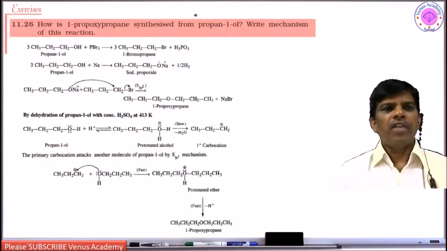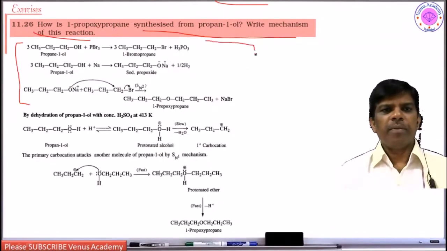Next, how is 1-propoxypropane synthesized from propan-1-ol? Write the mechanism of this reaction. Dear students, it was asked in your board exams. Please go through this. It can be prepared in two ways. Propan-1-ol you can make into bromopropane by treating with phosphorus tribromide. Then another molecule of propan-1-ol gives the sodium salt, and the sodium salt of this with this, upon Williamson synthesis, you are going to get propoxypropane.